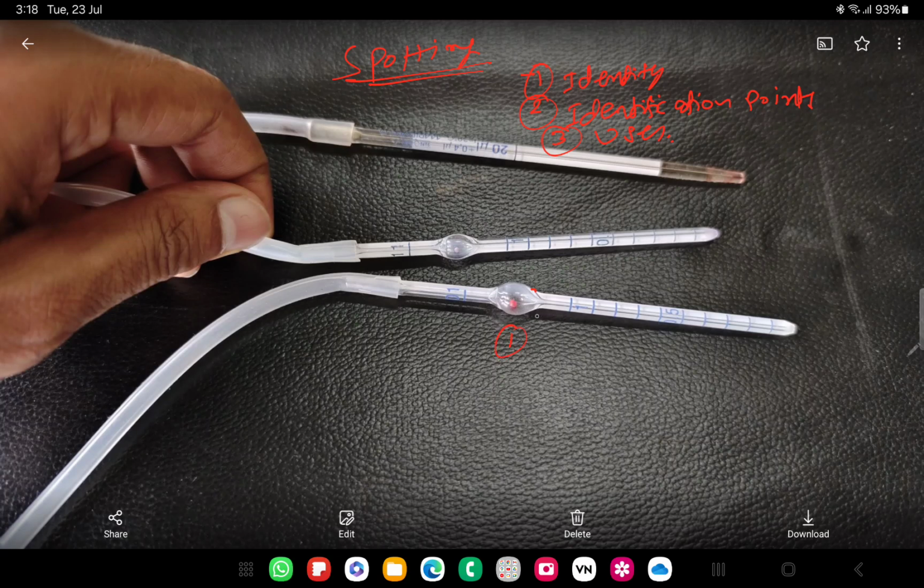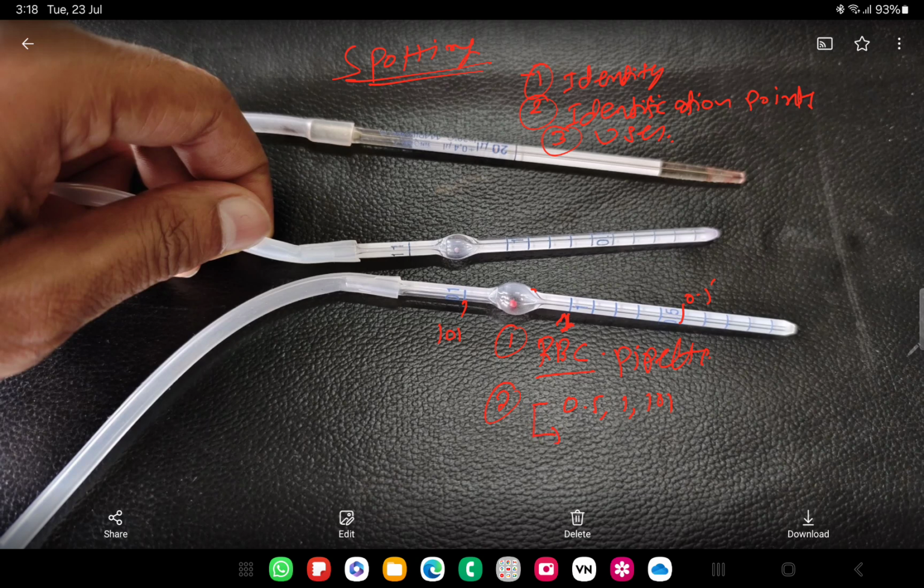So number one, as it is shown, this is the RBC pipette. Why is this the RBC pipette? Here you can see the marking 0.5, and then here you can see 1. It may not be clear here, and then the marking is 101. So that is why the first identification point is the marking 0.5, 1 and 101.